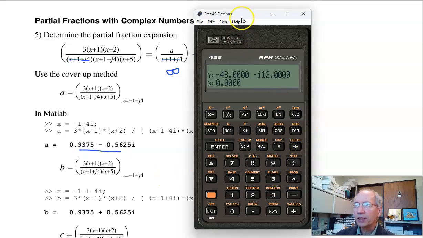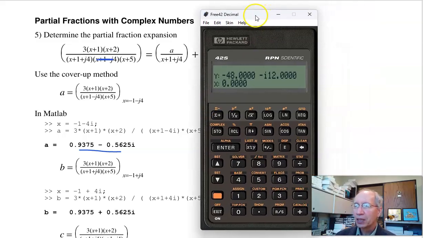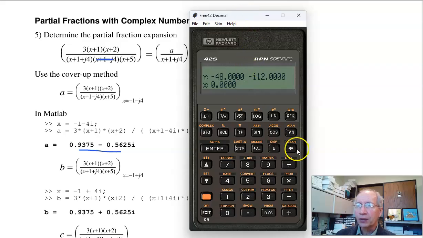Let's do that for B. For B, I could do that in Matlab. Just cover up this guy, analyze at x equals minus 1 plus j4, plug it in, I get 0.93 plus j0.56. If you're doing a homework set, that's fine. On tests, you don't have access to Matlab, so you need a calculator that can do that.